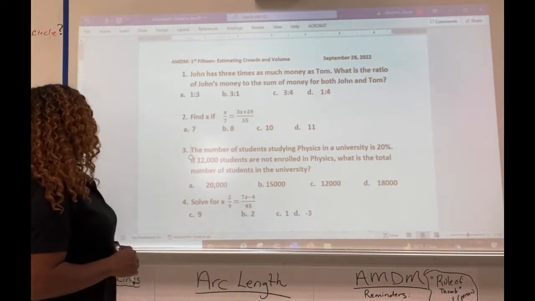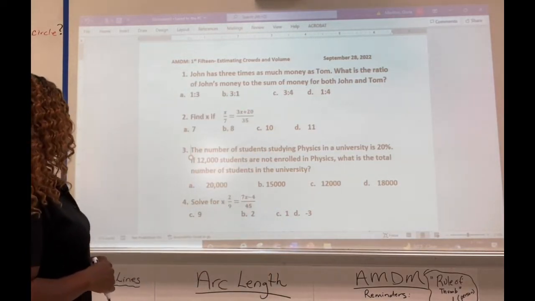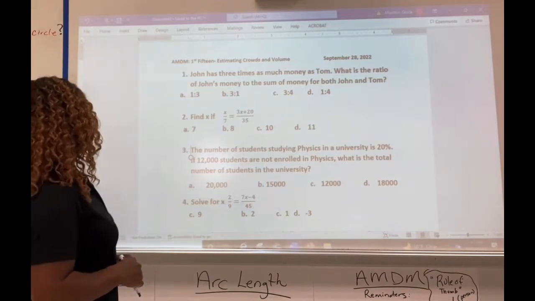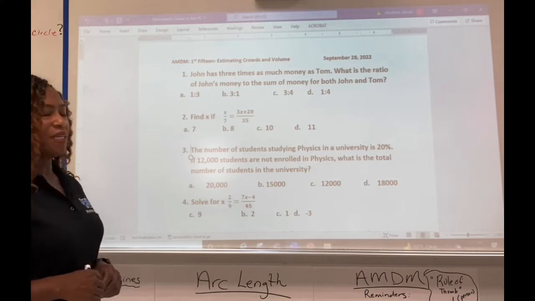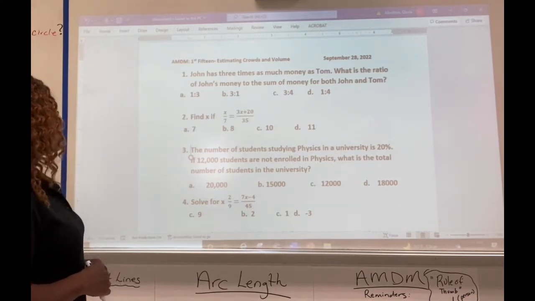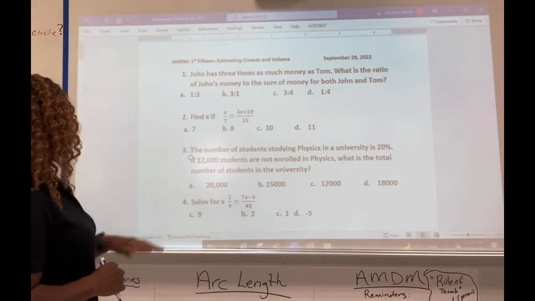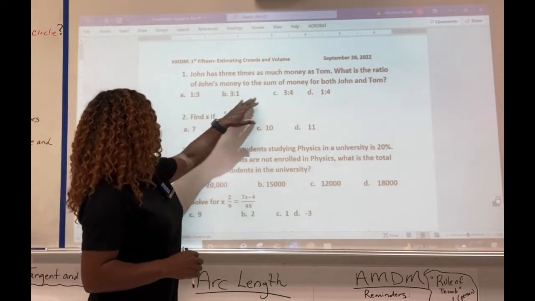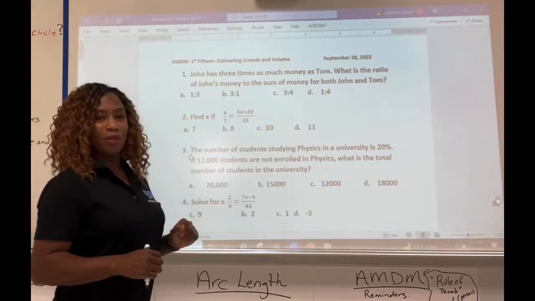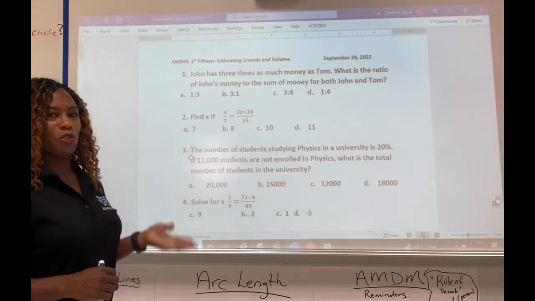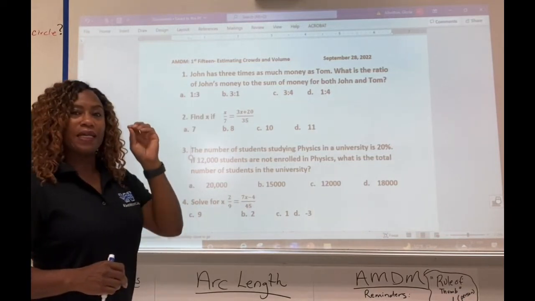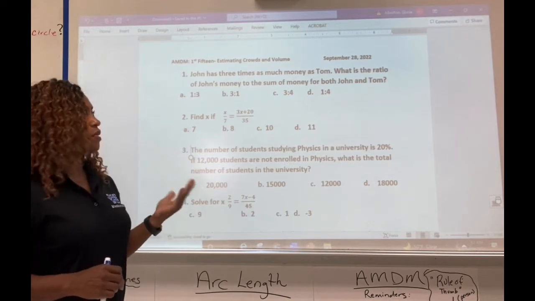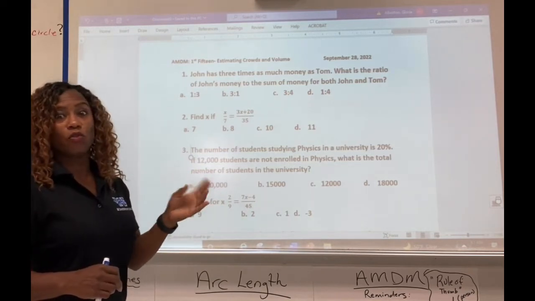So for number one, John has 3 times as much money as Tom. What is the ratio of John's money to the sum of money for both John and Tom? Well, we're just looking for a simple ratio here, and notice that the ratio choices are written with a colon in the middle. That's one way to write a ratio. You can write it as 2 numbers with a colon separating them. You can write it in fraction form, and you can write it using the word to, like 1 to 3.